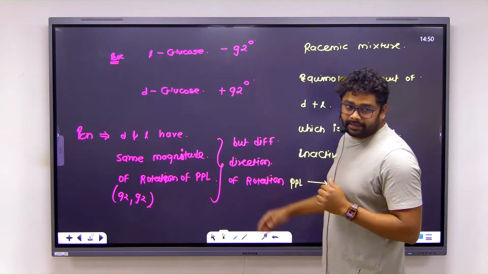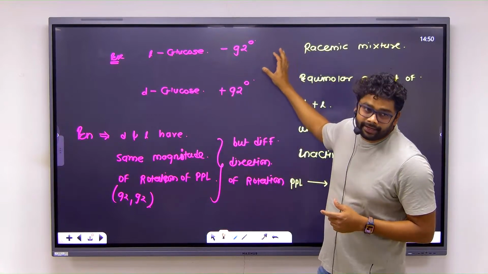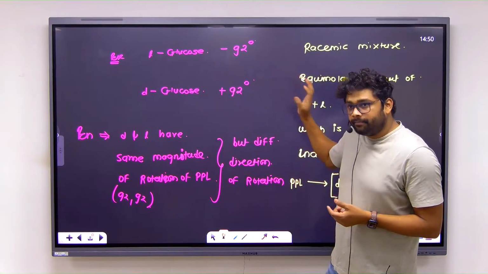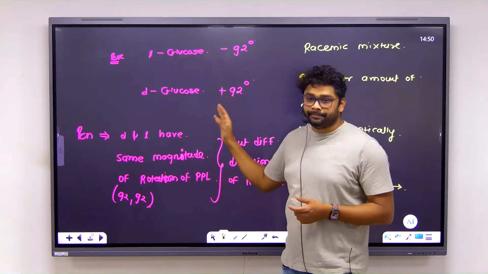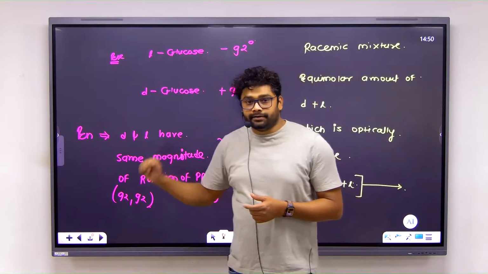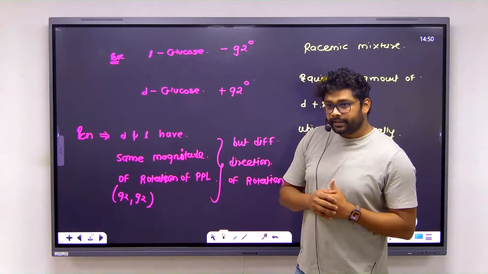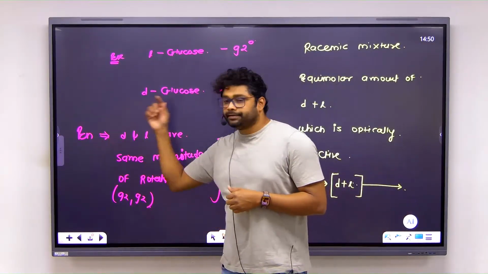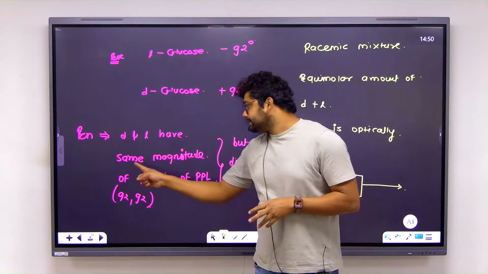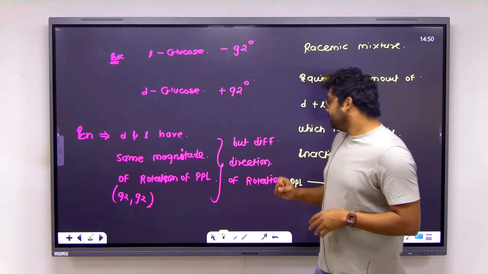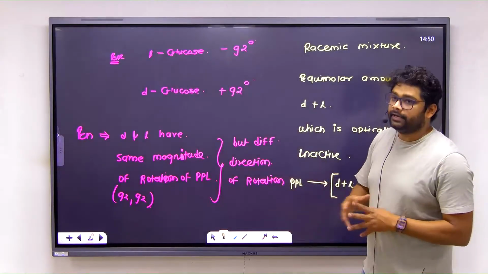Glucose has two forms, D-glucose and L-glucose. One is -92 degrees to the left and one is +92 degrees to the right. What is the relation between both of them? They are what? Enantiomers. Now onwards we will denote enantiomer by En. The enantiomers have what? The same magnitude but different direction of rotation. One is left, one is right.